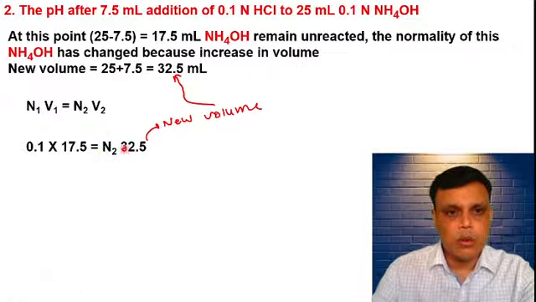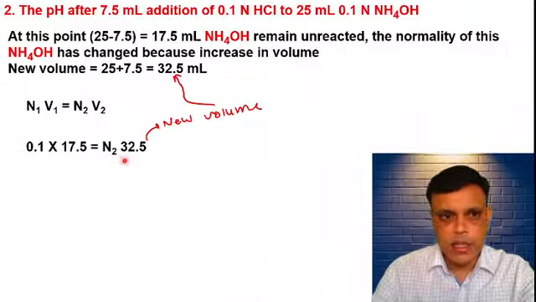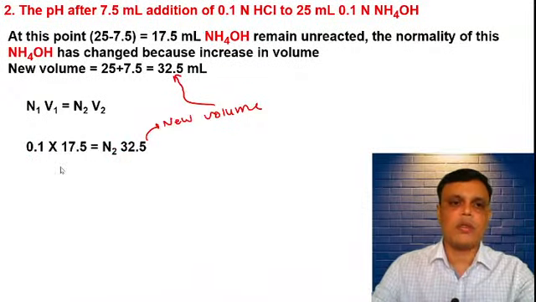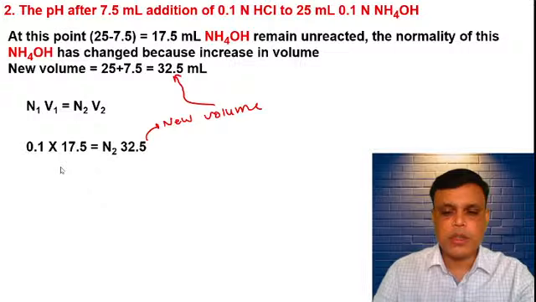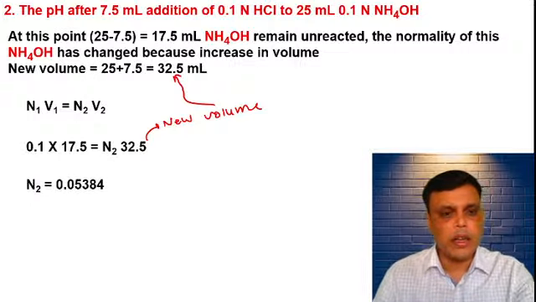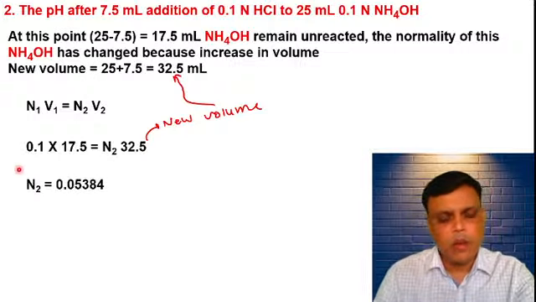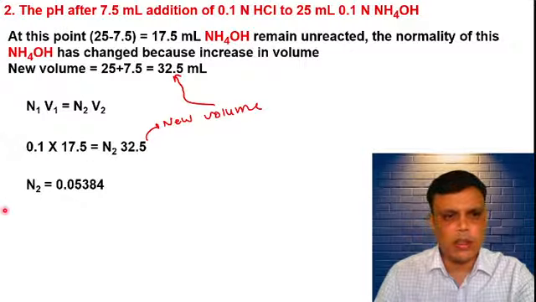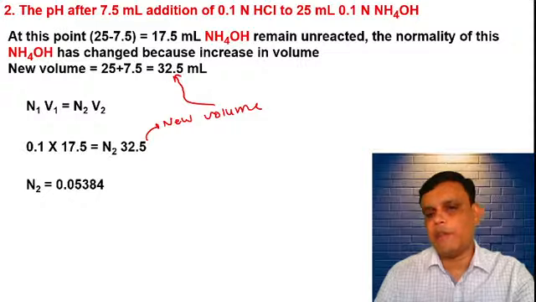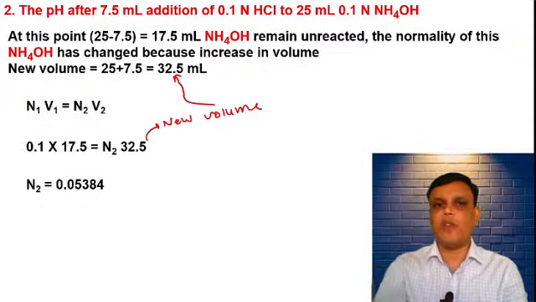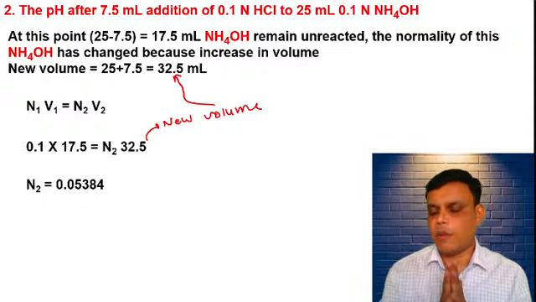So here 32.5 is multiplied, on the other side it will become divided. So just solve this equation and you will get N2. How much is N2? We have solved this last time also, so I am going quickly. N2 is equal to 0.05384. This is the new normality of ammonium hydroxide.